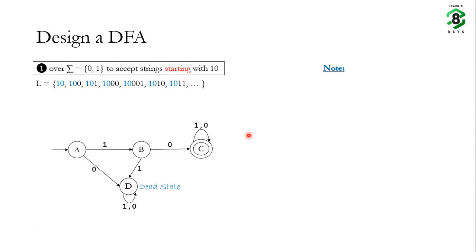A few things that we should note here is that we needed a dead state D to complete the machine. Secondly, there is a loop on the final state. Now, when we say loop, what do we mean? For every input symbol scanned, the machine remains in the final state. So, once we reach state C, whatever is the input symbol, irrespective of whether it is 1 or 0, the machine will remain in state C.